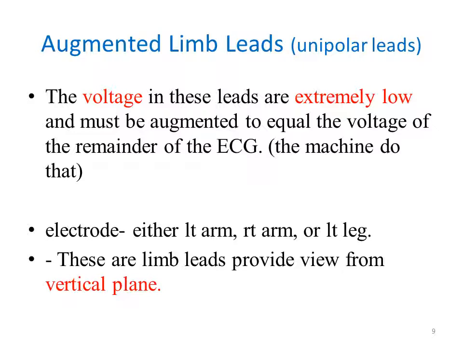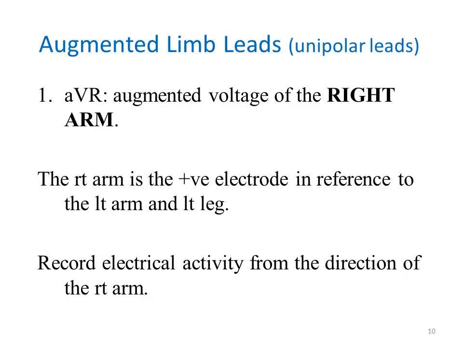The electrodes are on the left arm, right arm and left leg. These limb leads provide a view from the vertical plane، يعني سطح عمودي. The augmented limb leads or the unipolar, there are 3: AVR, AVF, AVL.